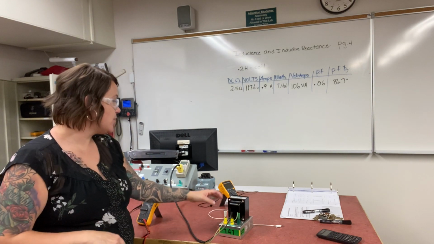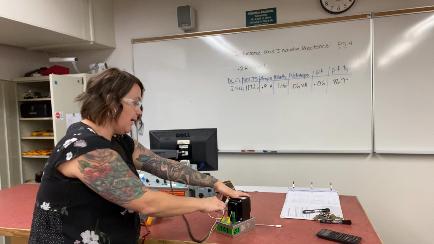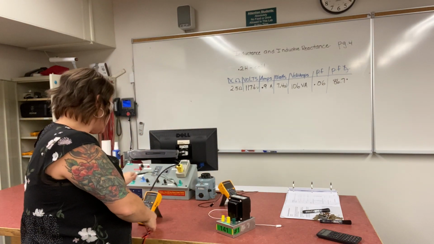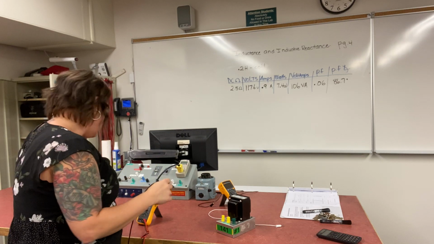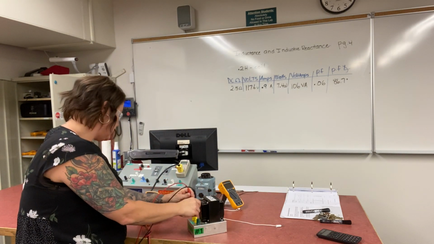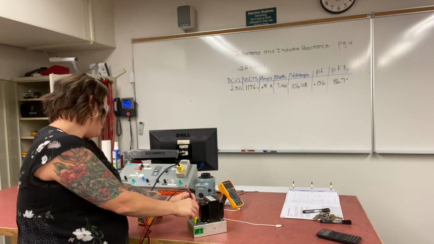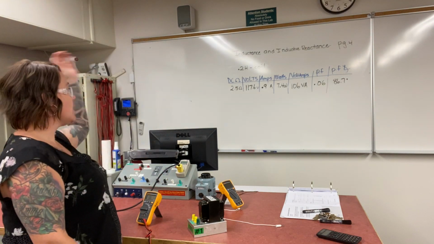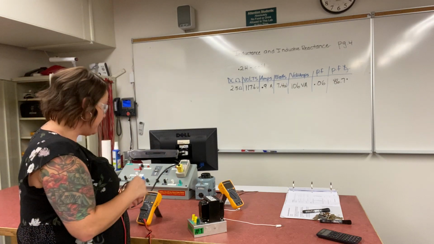Initially, I'm going to get my resistance reading using my multimeter across this coil, and I read 2.5 ohms. So I've recorded that 2.5 ohms on our chart.